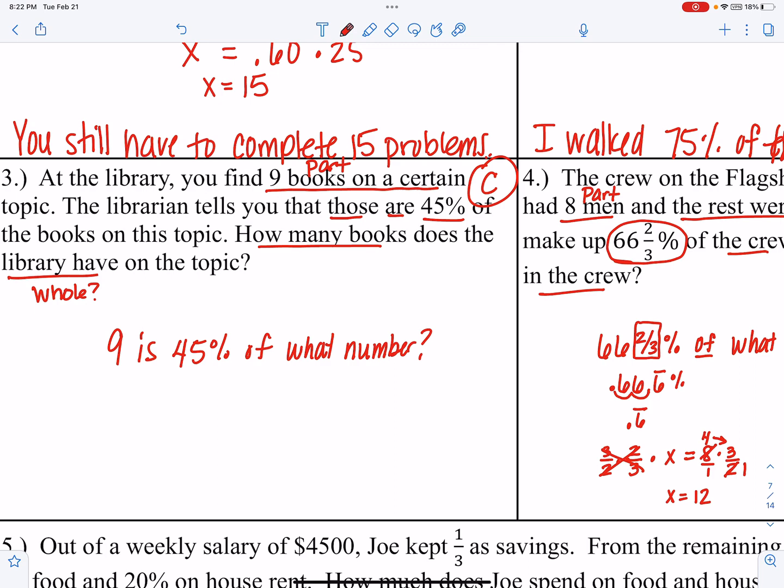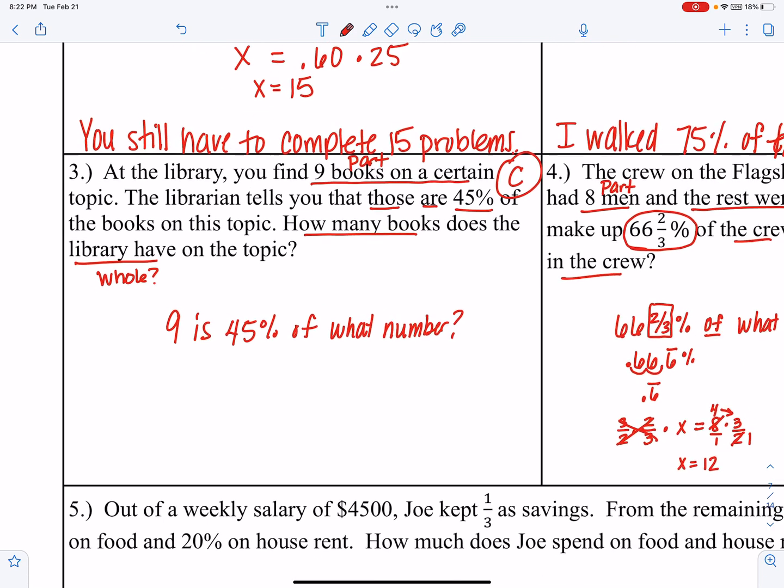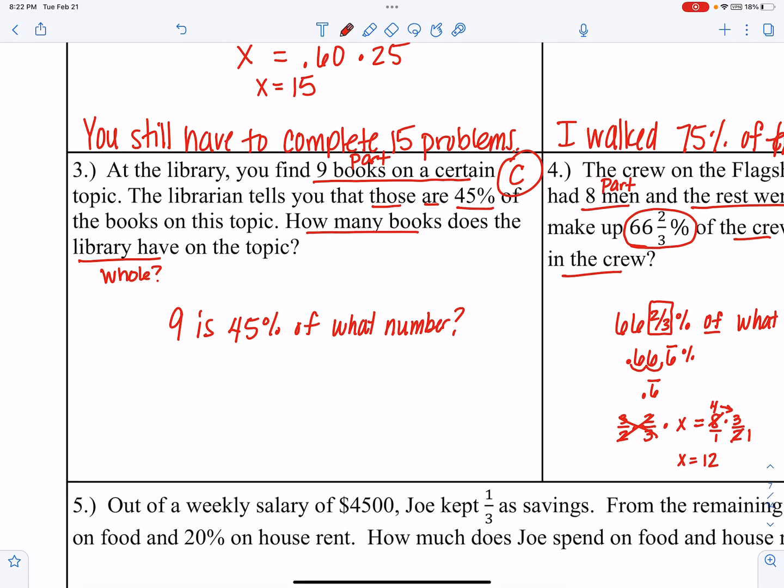Okay, so we have 9 is 45% of what number, and we're talking about what whole number. Okay, let's go ahead and translate this. We know that we need to change percents to decimals or fractions, so we'll make a nice decimal. So we have 9 is 0.45 of what number?